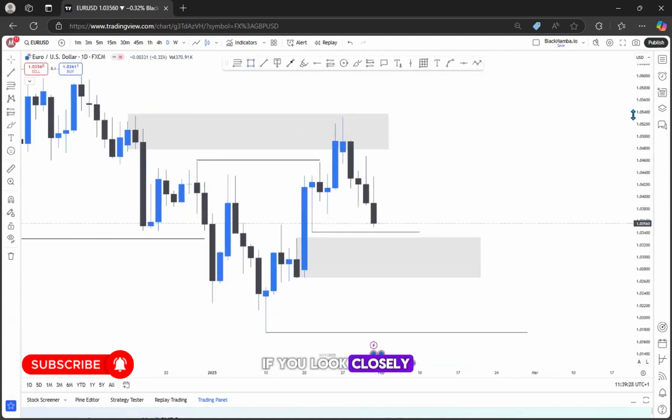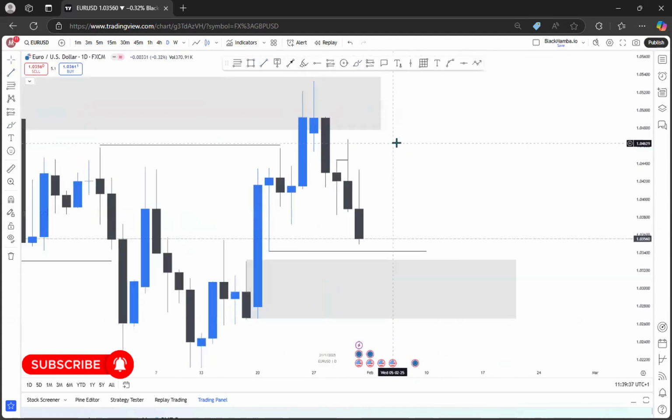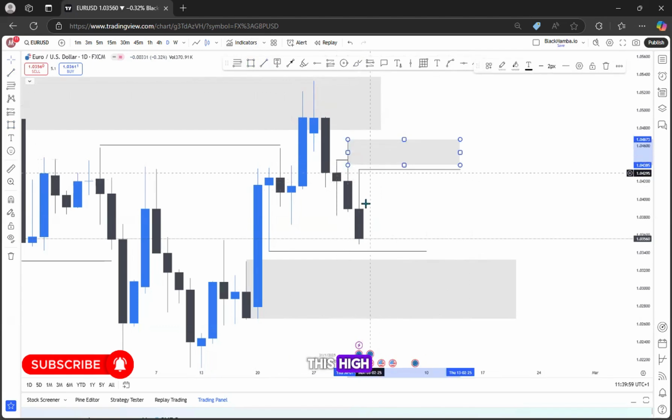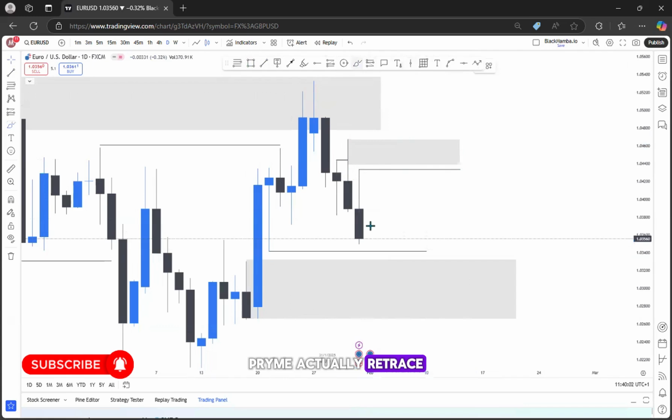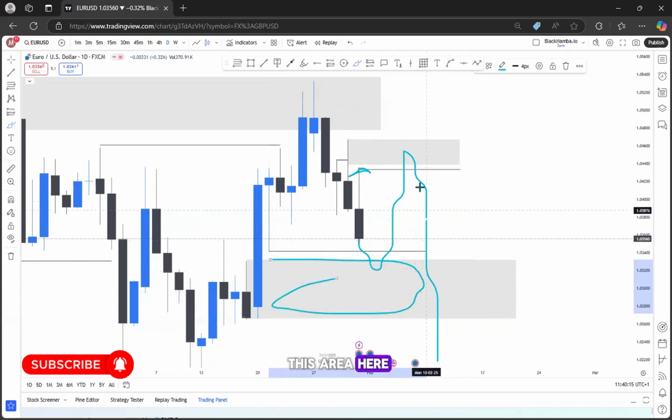If you look closely at what price did here, this Thursday candle actually swept this liquidity. Price may come for the Friday's high. This can be like an internal liquidity for price to come inside this week that swept this high. Price may actually retrace, buy from here, come here, then continue selling to the downside. So this is Friday's high that price may target after price mitigates this area here.